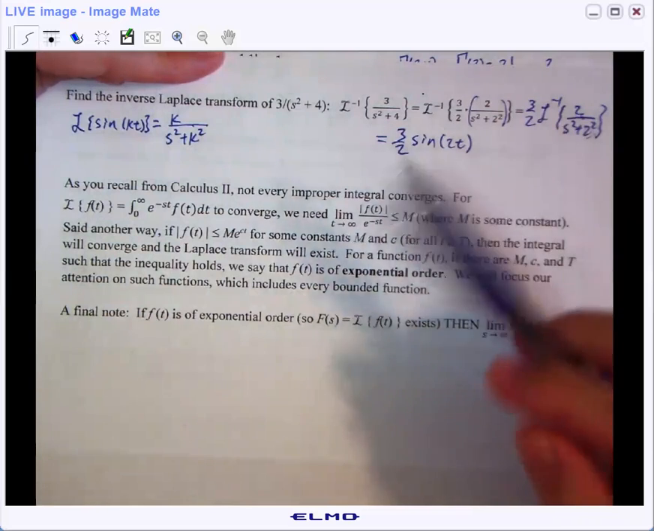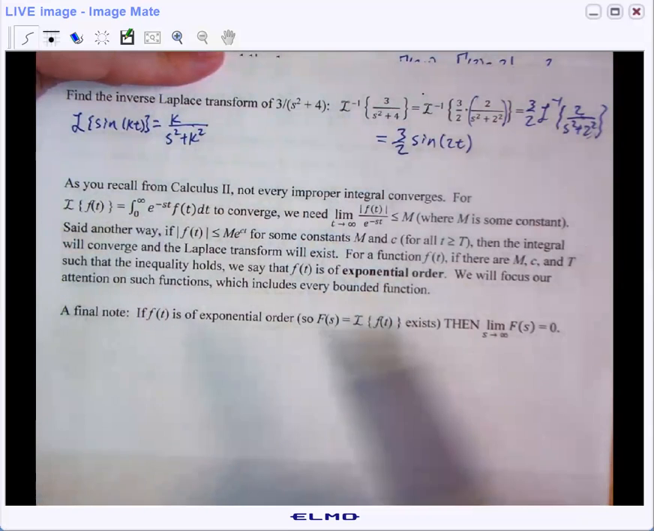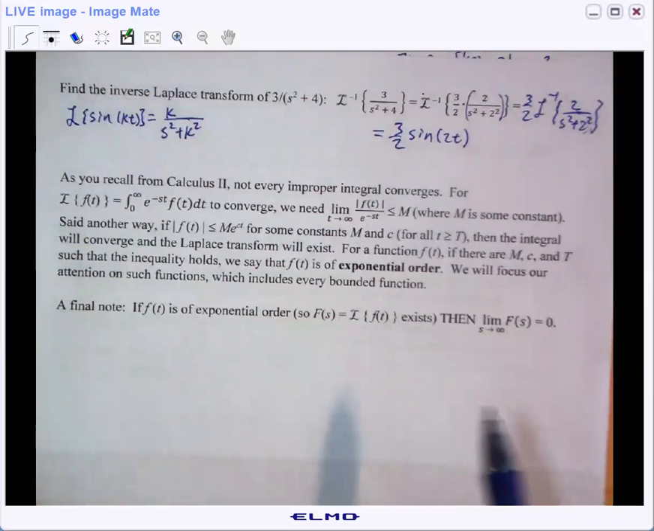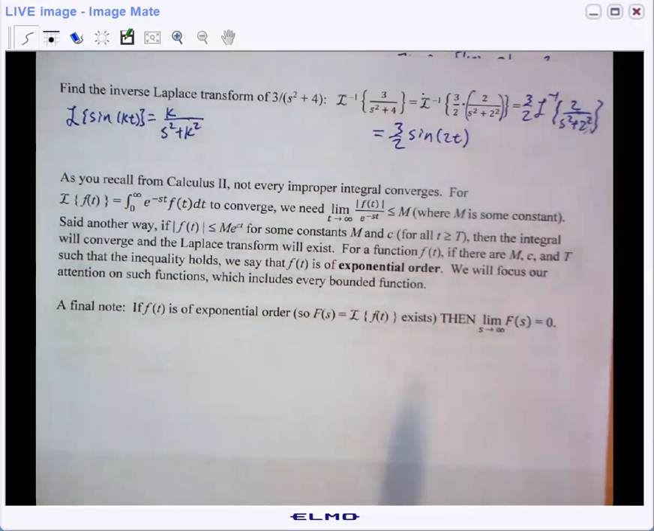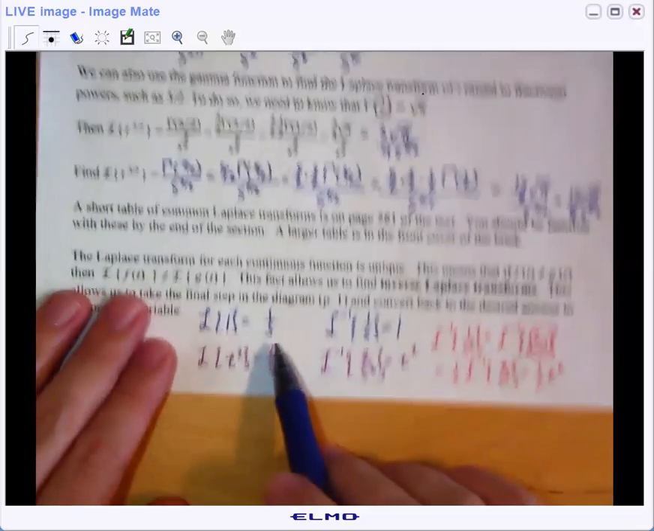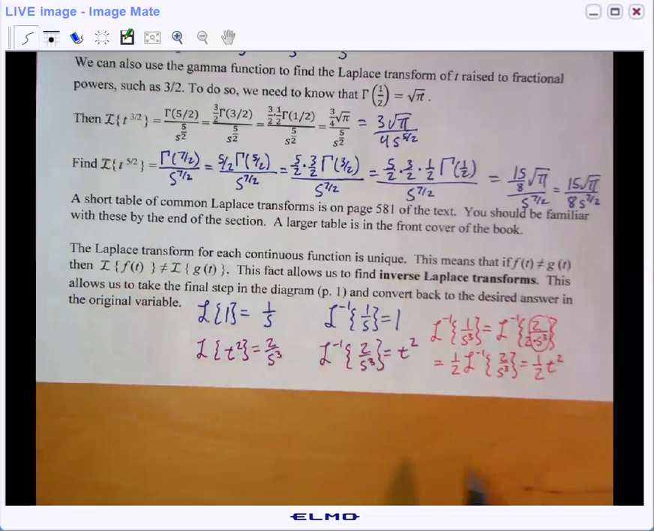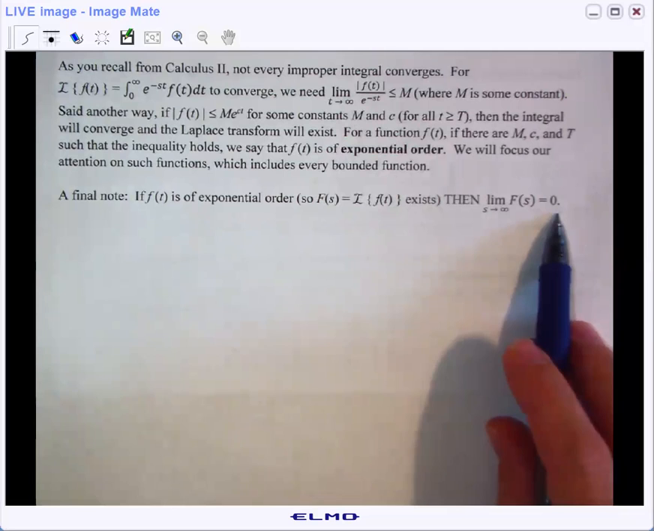And as we've mentioned earlier, not every improper integral converges. So for the Laplace transform to converge, we need the function to be of exponential order. And we need the s value to be such that it will converge. Another thing that you should notice with our Laplace transforms that we've done here, the several ones, the limit as s approaches infinity of any Laplace transform is 0. Okay, so that's a quick check to make sure you didn't goof anything up. And that's 10.1 Laplace transforms.